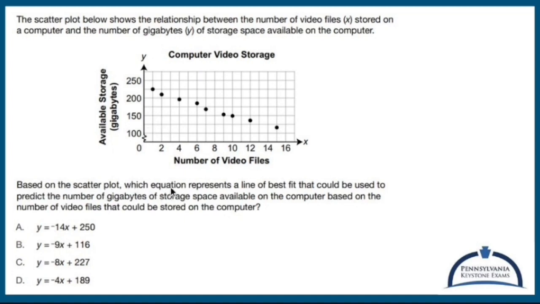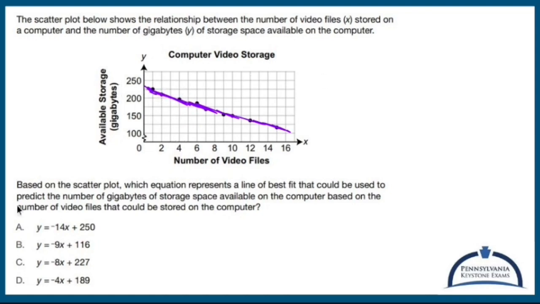Based on the scatter plot, which equation represents a line of best fit that could be used to predict the number of gigabytes of storage space available on the computer based on the number of video files that could be stored on the computer? Well, I need a line of best fit, so I'm going to do my darndest to draw a perfectly straight line, which is really difficult for me to do on this computer here. But I kind of have myself a line going through those dots.